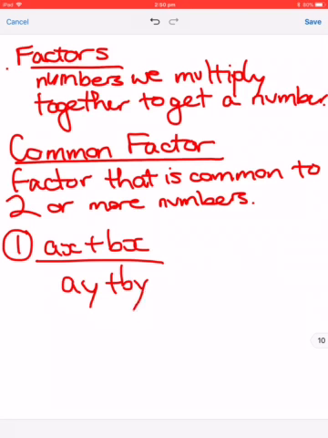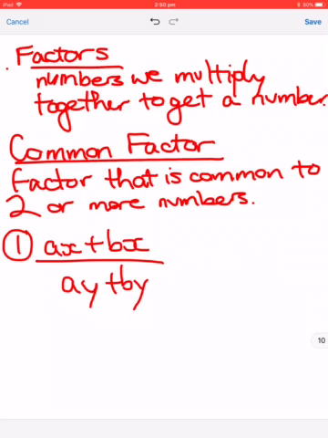The first thing I want you to make sure you do is that when you have variables, just think of them as numbers. That's all they are. They're called variables because they can take any value, but they're just numbers. They're representing a number. So don't treat them any differently than you would numbers.